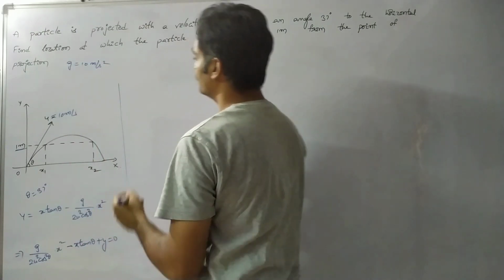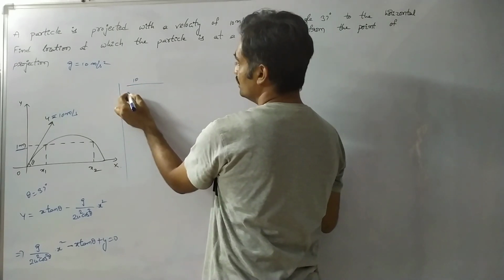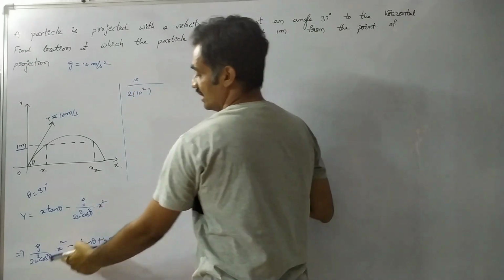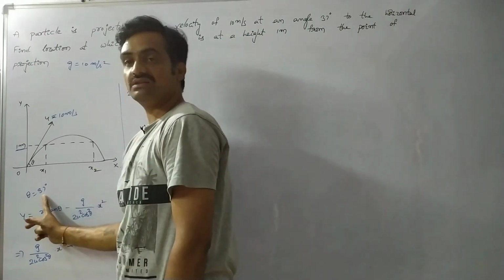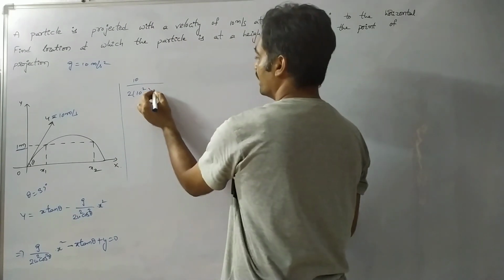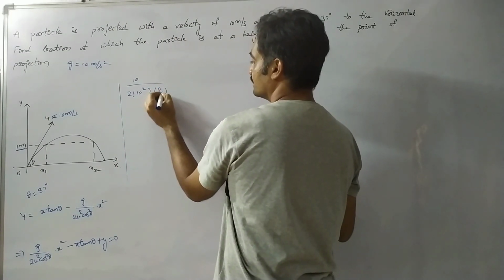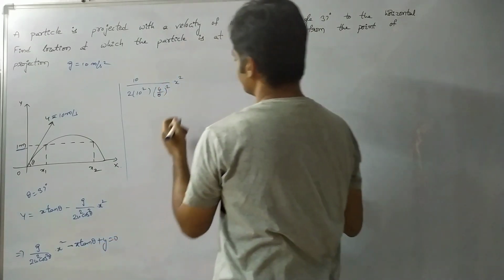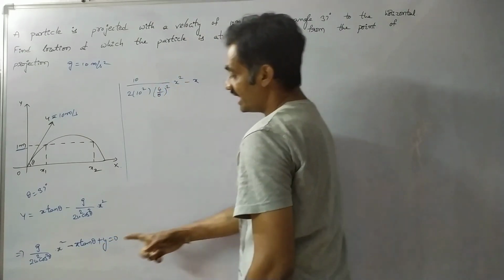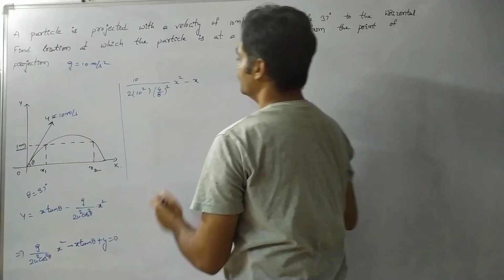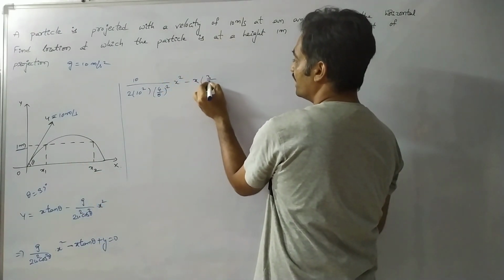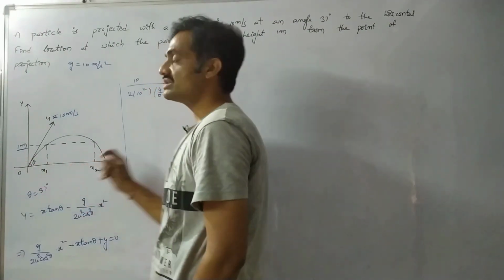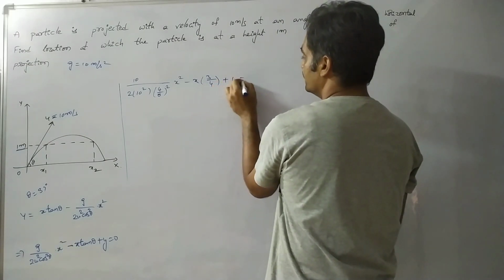As I substitute here, we have 10 by 2 into velocity, which is 10 meter per second, so 10 square into cos square 37. Cos 37 is nothing but 4 by 5. So I am going to represent it as 4 by 5 whole square into x square minus x into tan theta, tan 37, which is nothing but 3 by 4, plus y, which is equal to 1. Y equals 1 plus 1 is equal to 0.